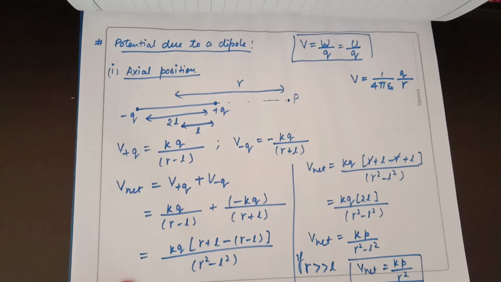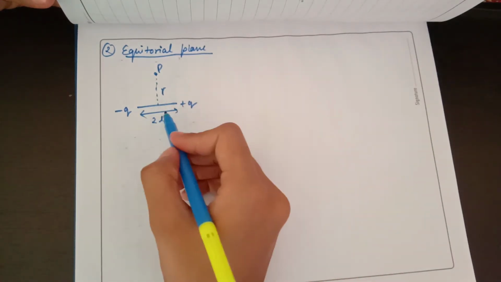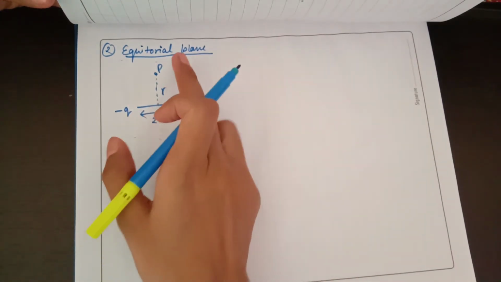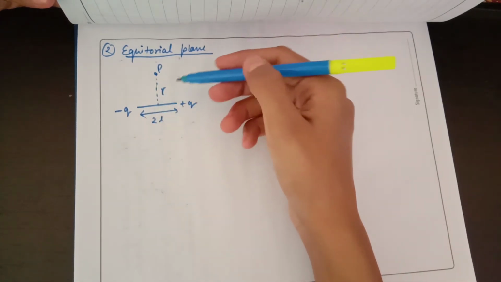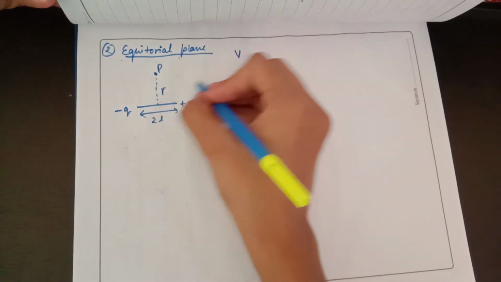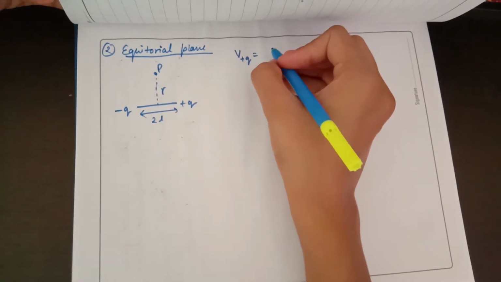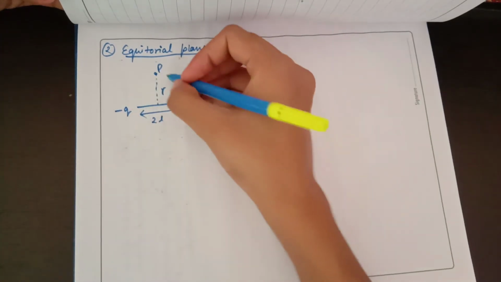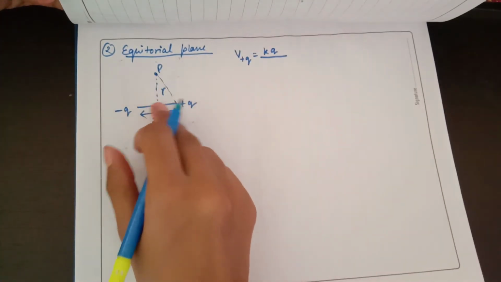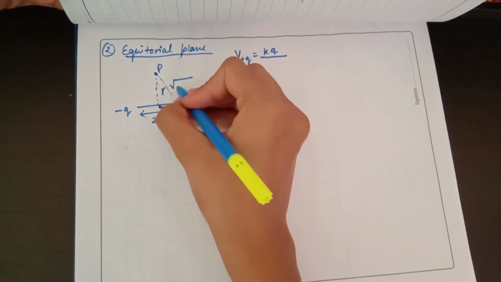This is the value of V net. Next is the equatorial plane. If this is your dipole and a point P is situated in the equatorial plane at a distance of R from the dipole, then the potential due to positive charge, V plus Q, will be equal to Kq divided by the distance between this point and this point. By using Pythagoras theorem, we get it as, this is the distance L, under root of L square plus R square.